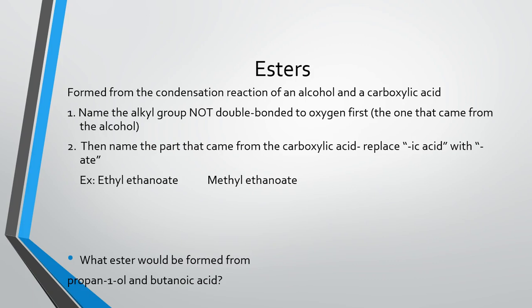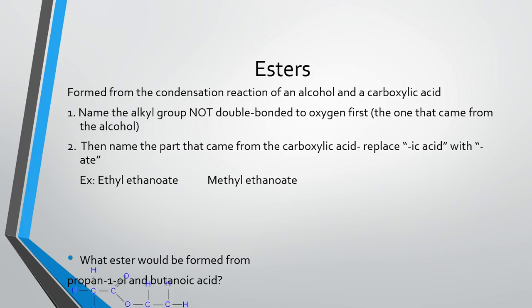So there's going to be 2 alkyl groups, and you're going to see that one is double bonded to an oxygen and one is not. First, you're going to name the alkyl group that's not double bonded to the oxygen. Okay, so this is actually the one that came from the alcohol originally. Then you're going to name the part that came from the carboxylic acid, and you're going to replace ic acid with ate. Okay, so the easiest way to understand how to name these is to look at examples.